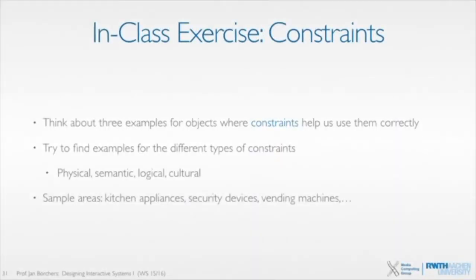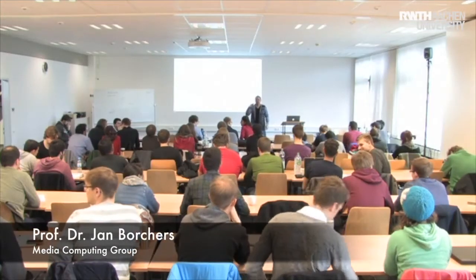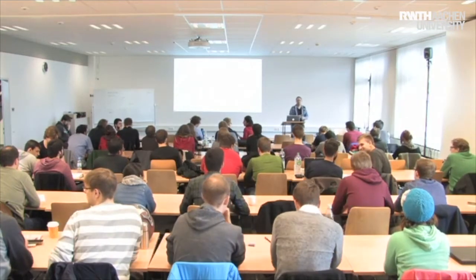So I'd like you to think about a couple examples here. Just take a minute with your neighbor. Think about 3 examples for objects that actually use constraints to help us use them correctly. You could try to find different examples for the different types of constraints. Physical is usually the easiest. Semantic, logical, cultural are a little harder. A great example area where you'll always find examples is kitchen appliances, security devices, or vending machines, those kinds of things. All right, you got 2 minutes. Go ahead. Let's collect some ideas here, and then I want to say one more word about constraints.